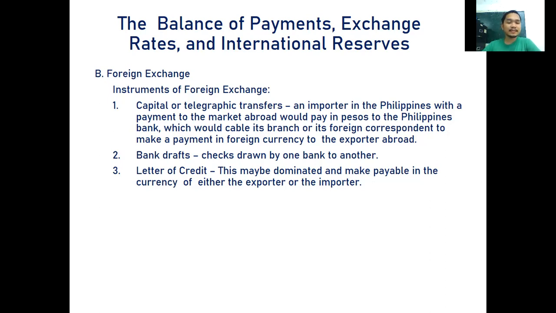Second is the bank drafts. It is the check or mga cheque drawn by one bank to another. Mga bank drafts. And third is letter of credit. This may be denominated and made payable in the currency of either the exporter or the importer.